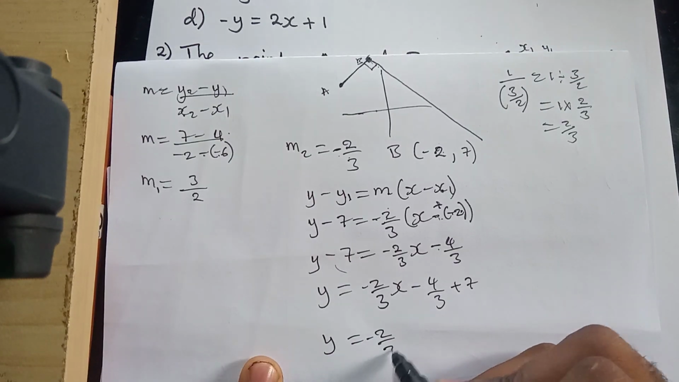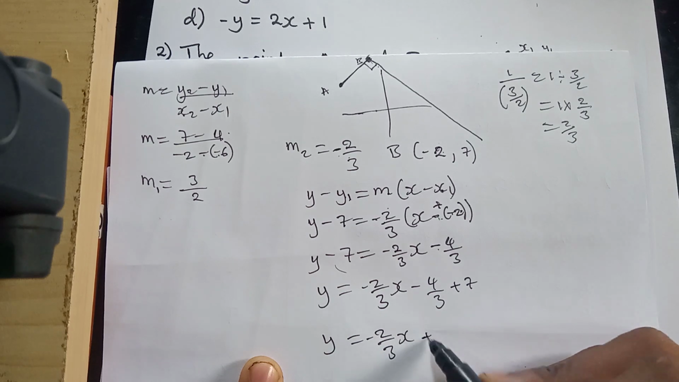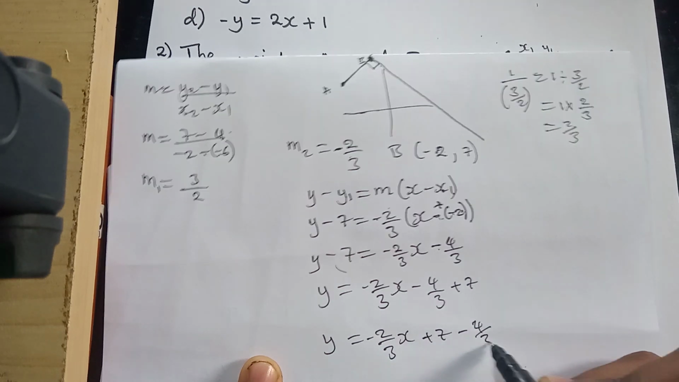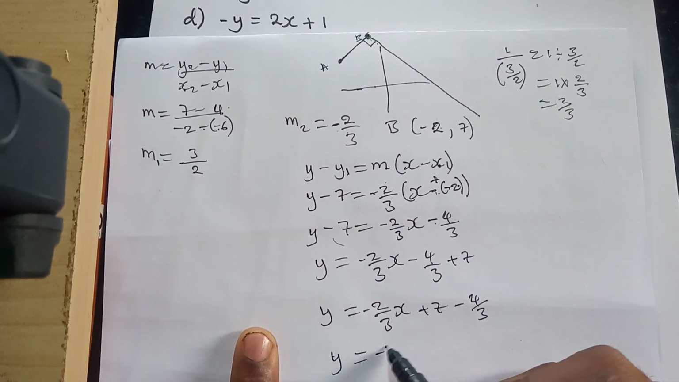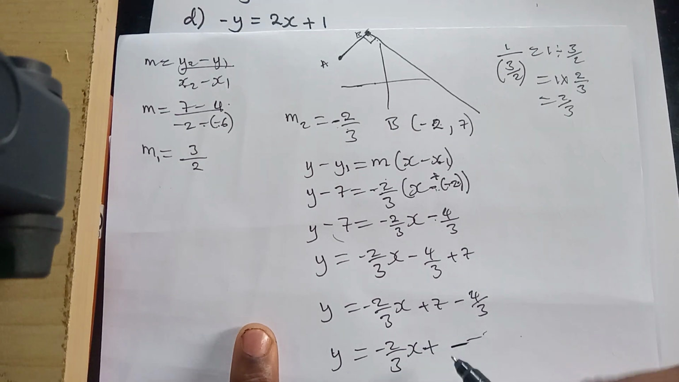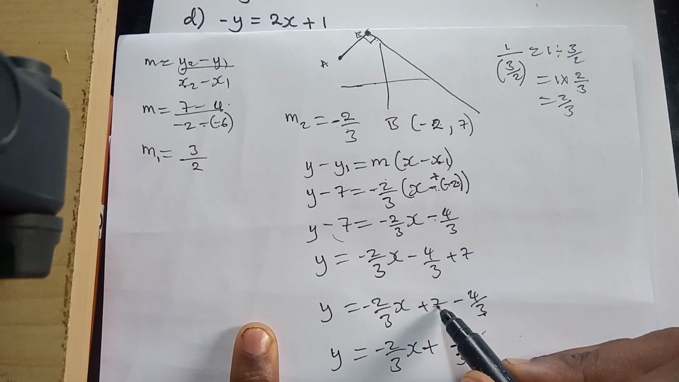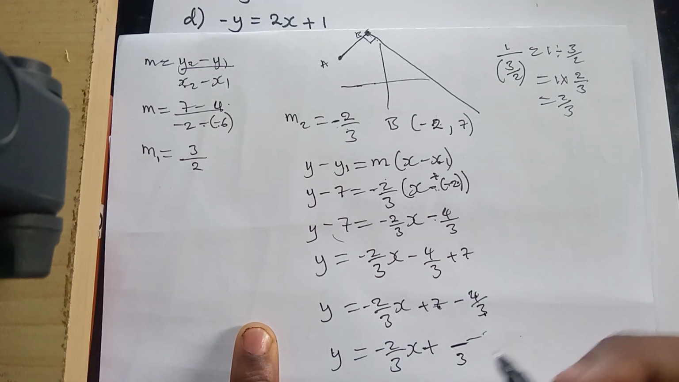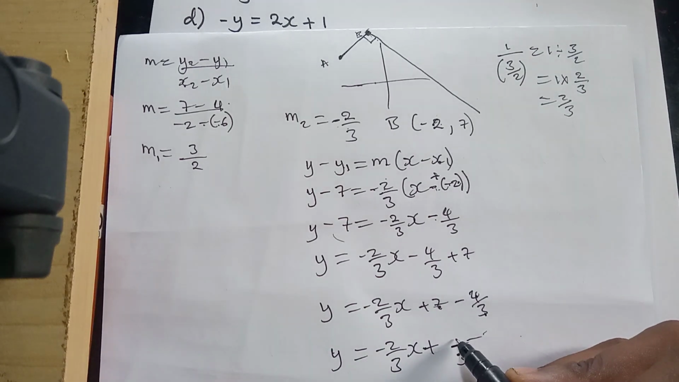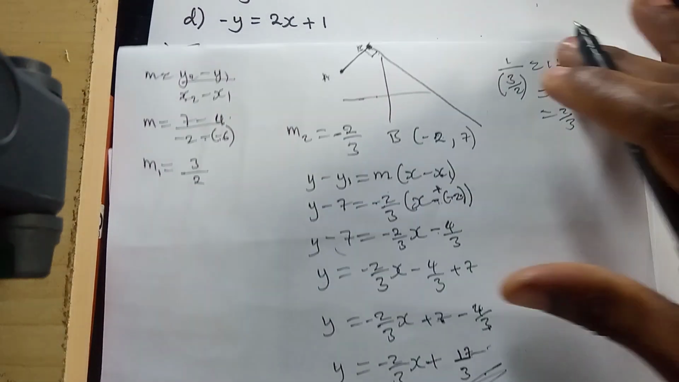And then when you subtract these, remember you need the common denominator. Let me write the 7 first, minus 4 over 3. So one of the shortcut ways of dealing with this is to just write the common denominator, multiply this by this, you have 21, minus 4, this will give you 17. So this is the equation we are trying to find.